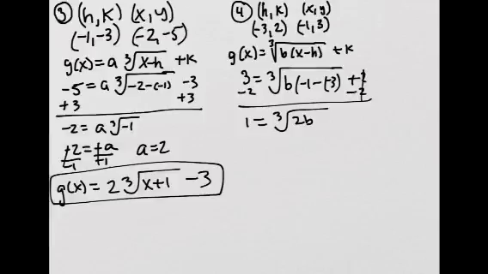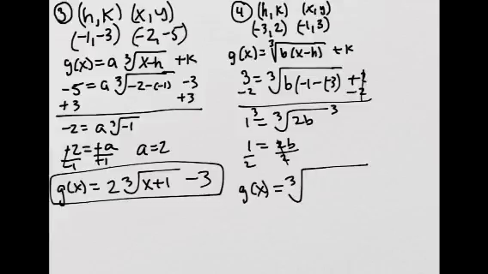So I'm going to cube both sides, so cube and cube. So 1 cubed is 1. On the right side we end up with 2b. So I'm going to divide by 2. So b is a half. So you write g of x equals cube root of 1/2 times the quantity of x plus 3, plus 2. So there's the other equation.